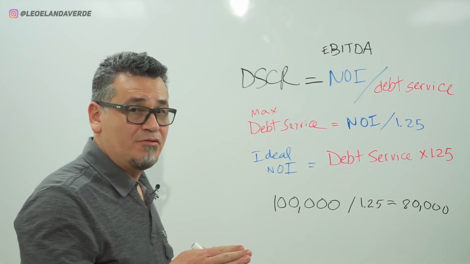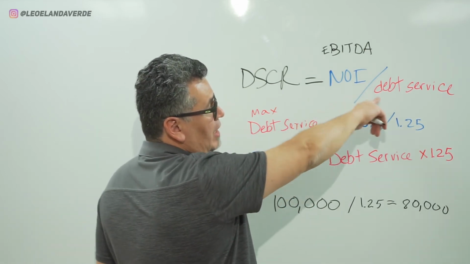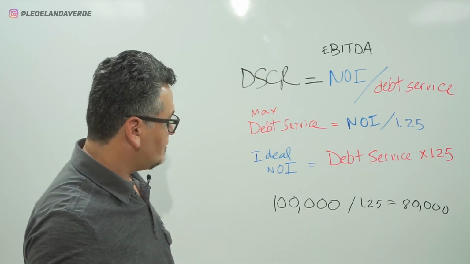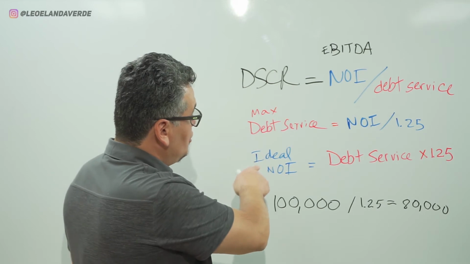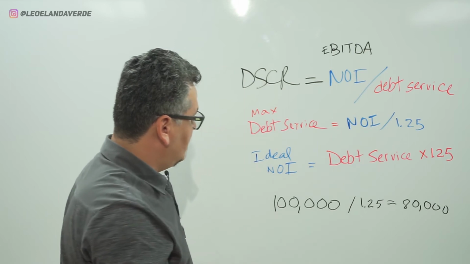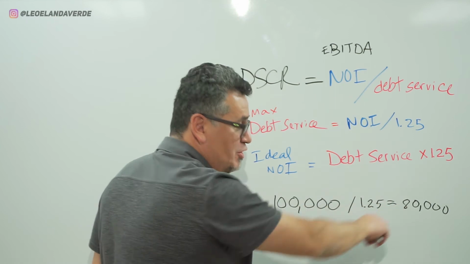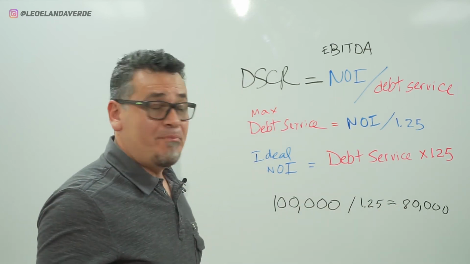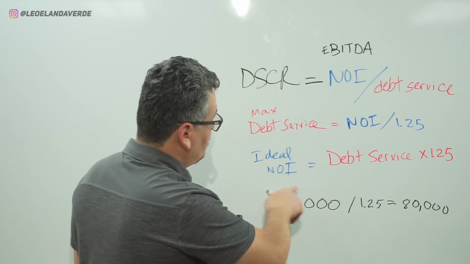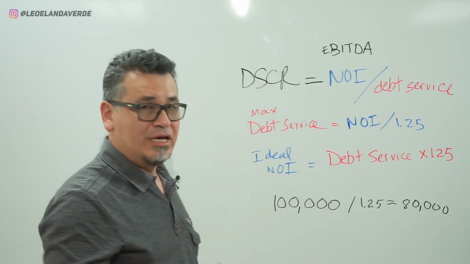That's a combination of principal plus interest, which, as I should have said at the beginning, NOI over debt service is comprised of interest payments plus principal reduction payments. So you know that your maximum debt service is going to be your net operating income divided by 1.25. Now your ideal net operating income in this case, it would be the reverse. If you know that your yearly payments are $80,000, then if what you do is you take that debt service times 1.25, it's going to give you the opposite. It's going to give you the ideal net operating income.